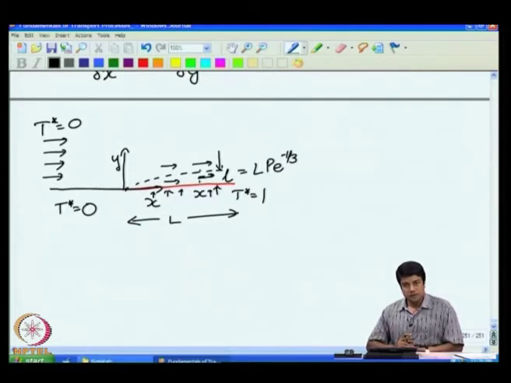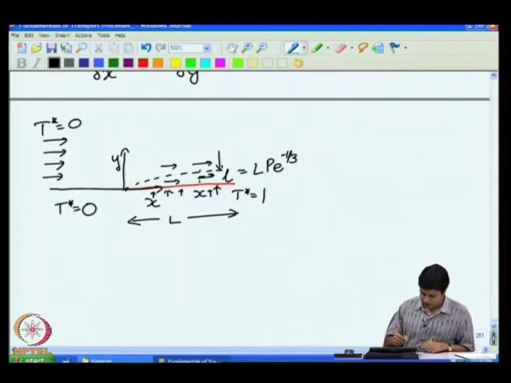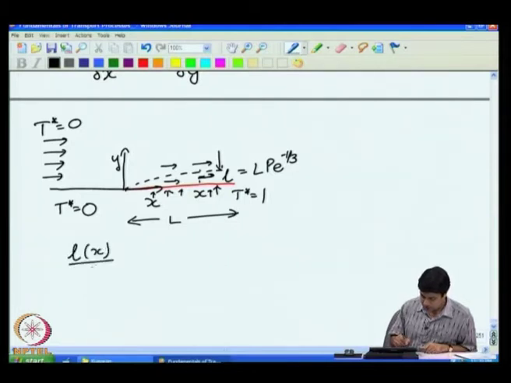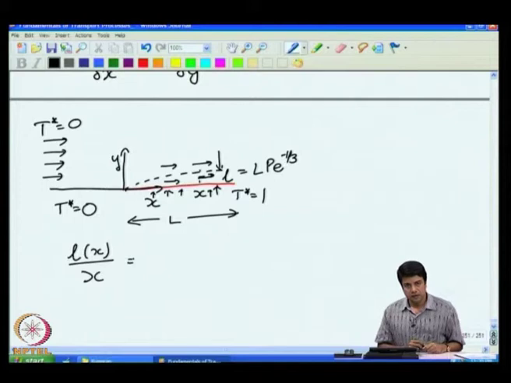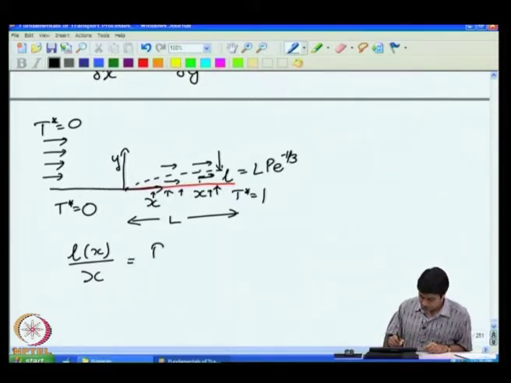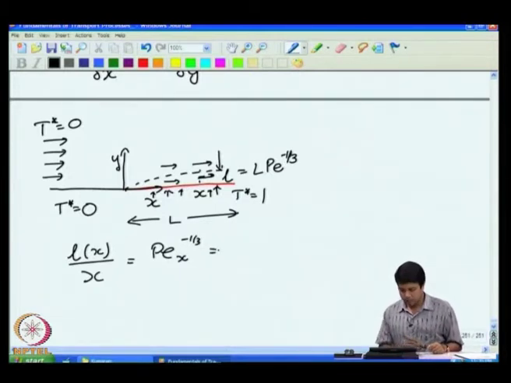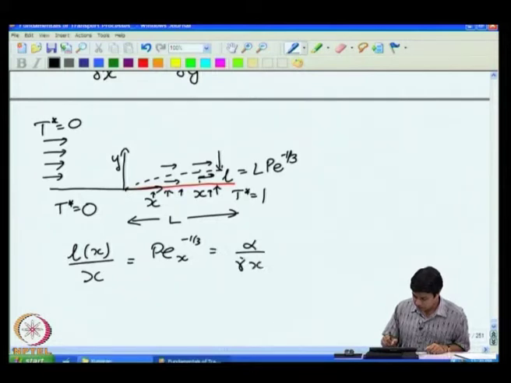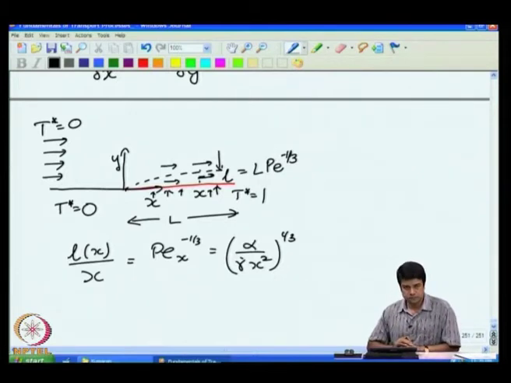So, if x is the only length scale in the problem, then the boundary layer thickness L at a given location x divided by x has to be equal to the Peclet number based upon x to the minus 1/3, which is equal to (alpha by gamma dot x squared) to the power 1/3. So, the only length scale in the problem is x. I have just substituted x for L in this particular case, and I have assumed that the boundary layer thickness itself is a function of x.